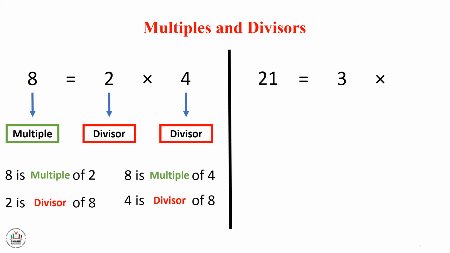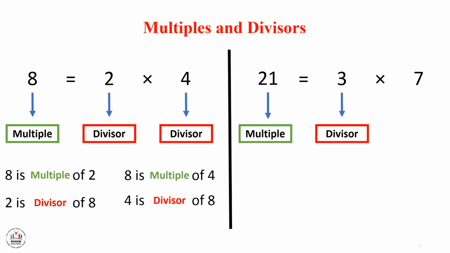Second example, 21 is equal to 3 times what? What number multiplied by 3 gives me 21? Which number? Excellent, equal to 7. So 3 times 7 gives me 21. So 21 is a what? Is a multiple. 3 is a divisor. 7 also is a divisor. So 21 is a common multiple of 3 and 7, but 3 and 7 are divisors of 21.